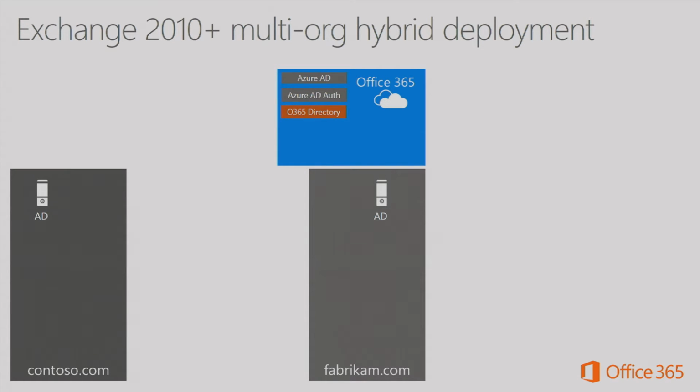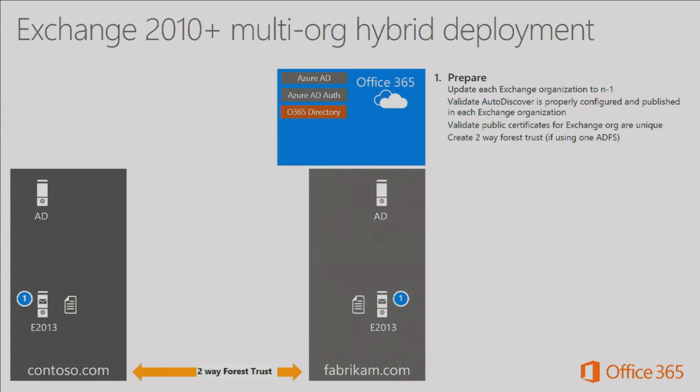What are the things you have to do to get multi-FARs hybrid working? First thing you have to do is prepare your organizations. And by prepare your organizations, I mean you have to install the latest versions of Exchange. I know it will work with CU8, but obviously we don't support CU8. With hybrid configurations, we require that all your servers be at N-1. So you are at the latest version or the previous version.